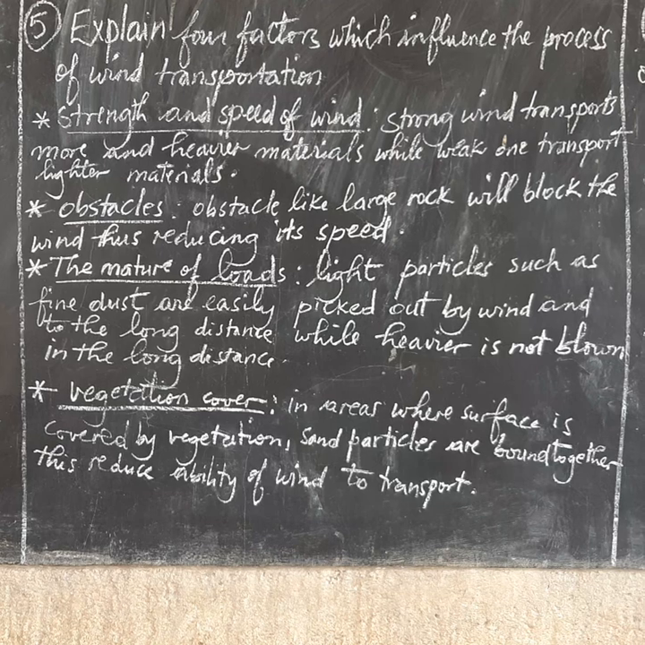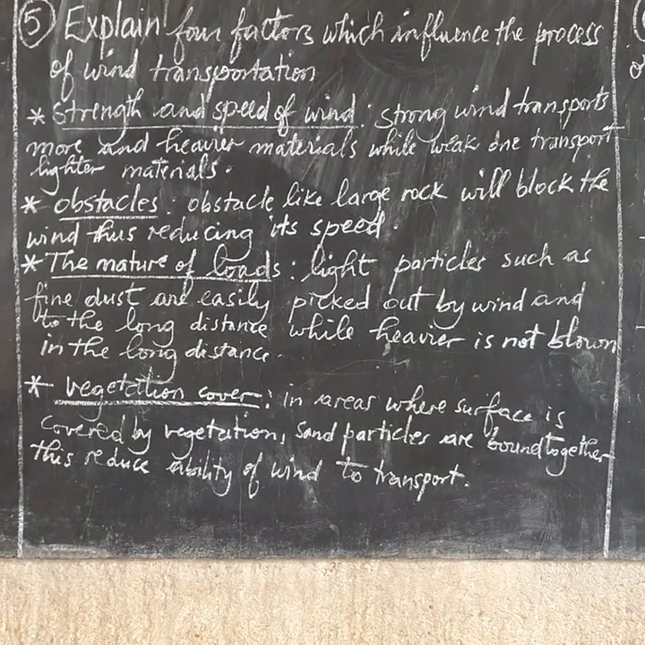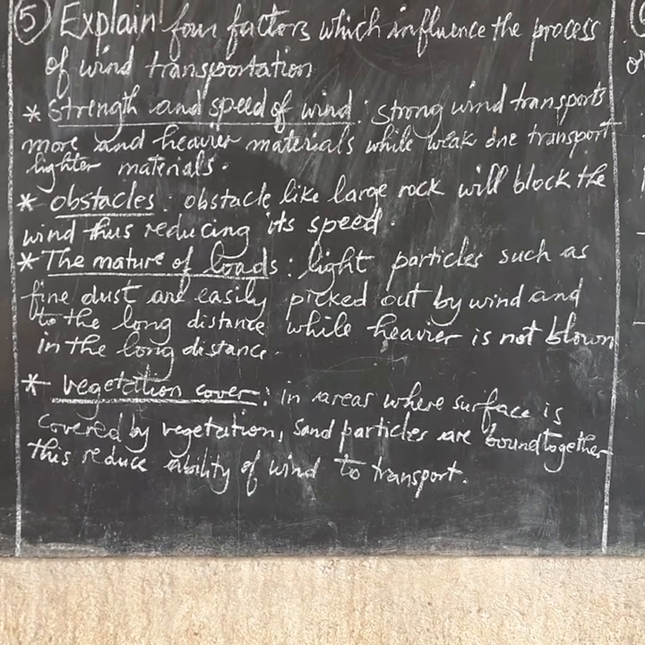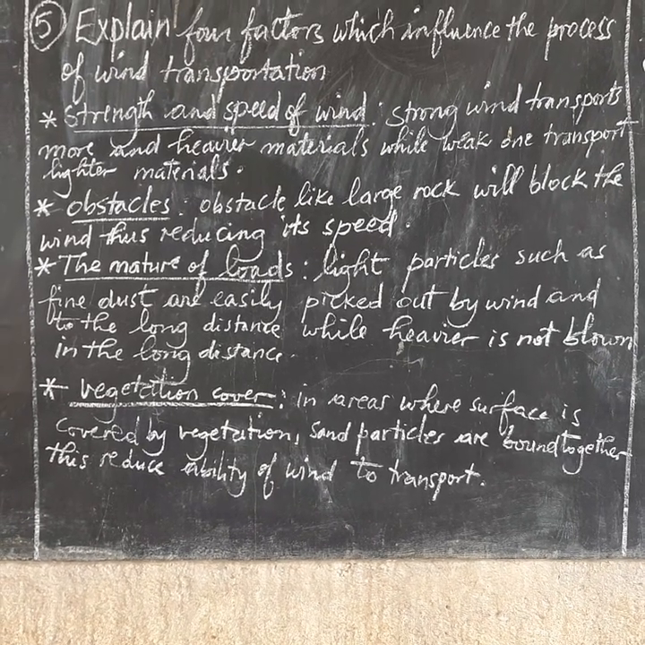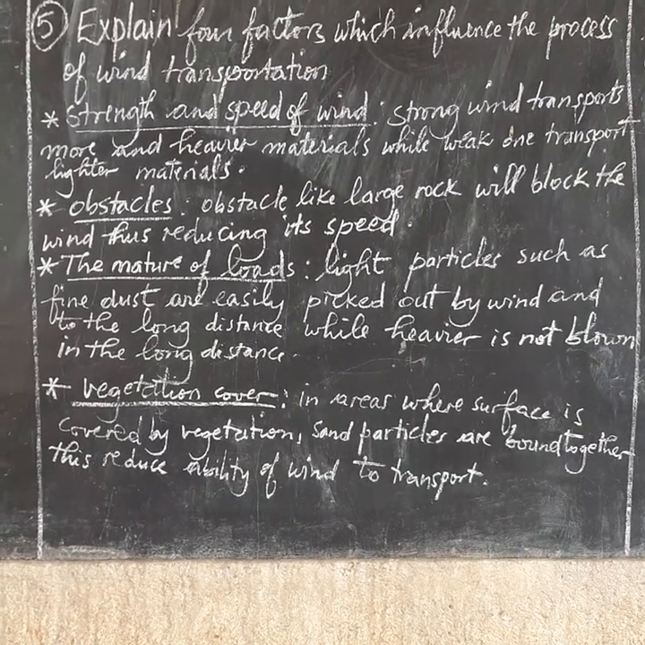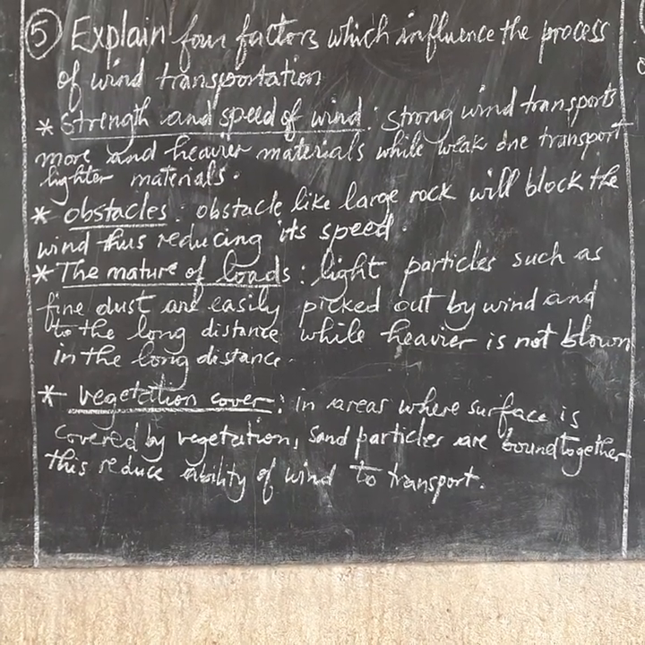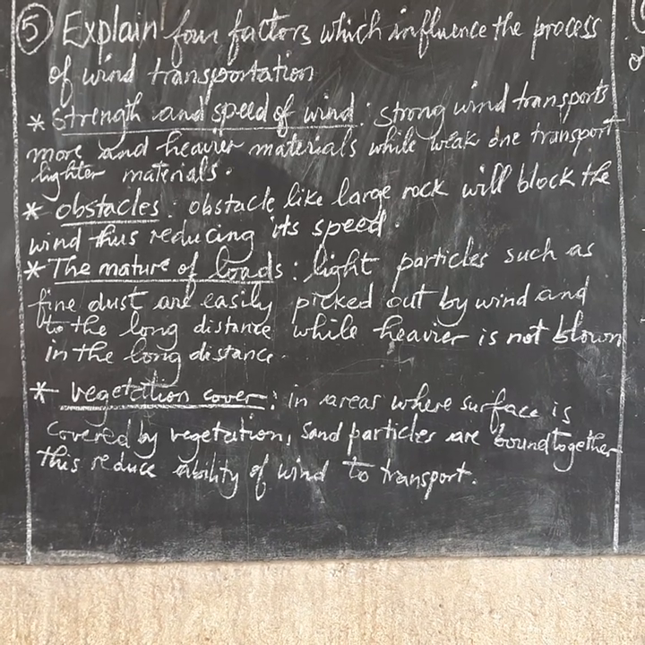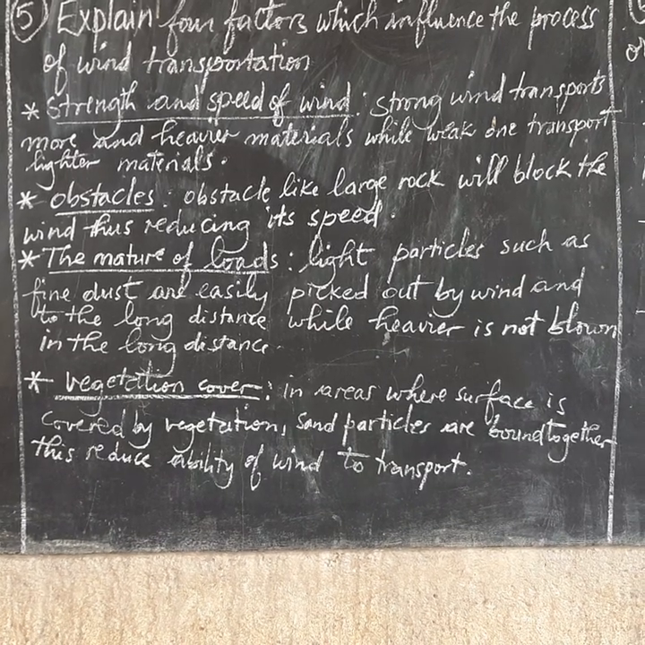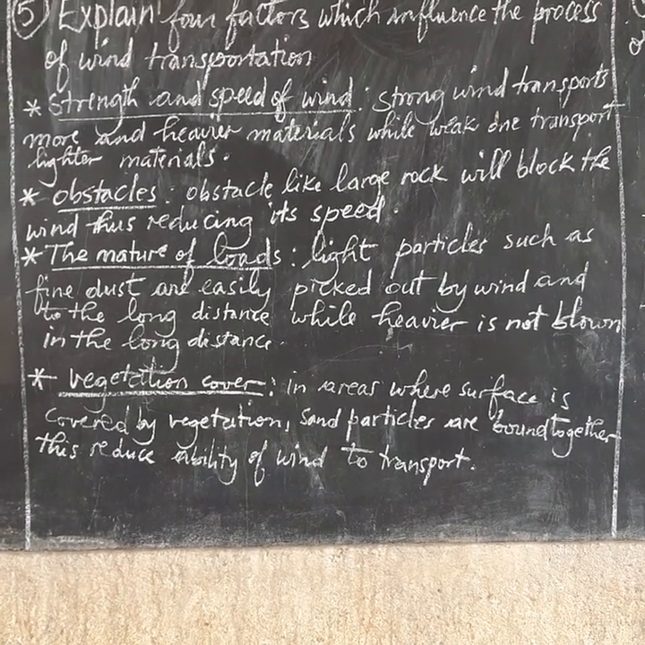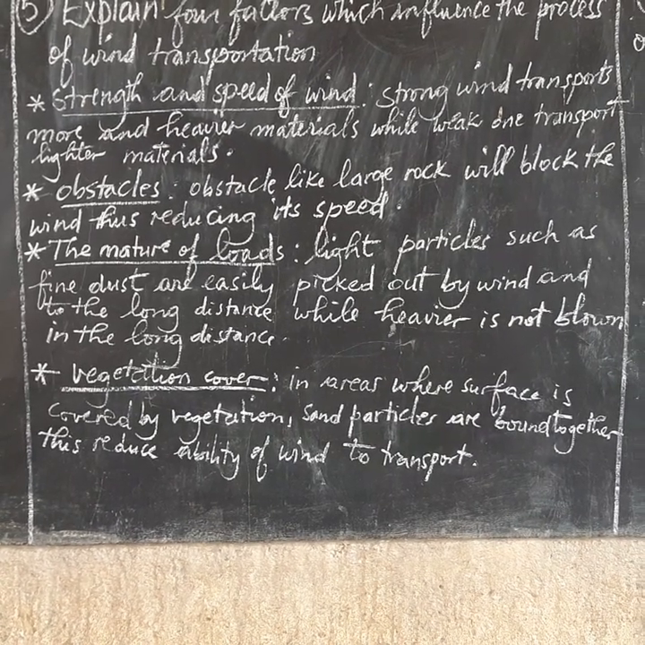So when you talk of strength and speed of wind, when wind is strong, it will transport more and heavy materials, while those winds which are weak transport lighter materials, or the materials which are not heavy. We go to the factor number 2, the obstacles, like large rock will block the wind, thus reducing its speed. So meaning that obstacles like big rocks will block the winds, so this will hinder wind to transport the materials. We go to the factor number 3.